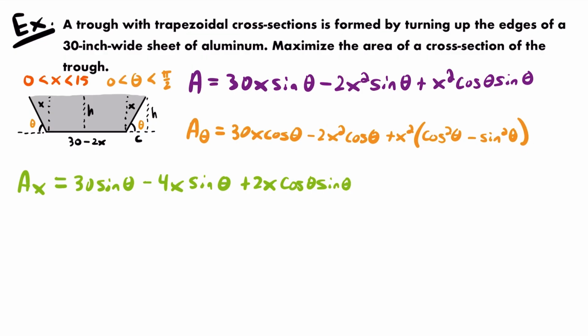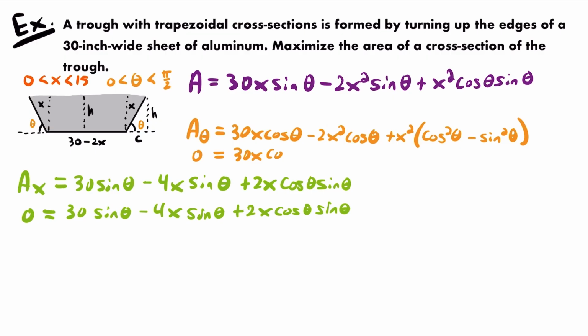But now that we've talked about it, let's go ahead and set these partial derivatives equal to 0. So we'll have 0 is equal to 30 sine theta minus 4x sine theta plus 2x cosine theta sine theta. And then for theta, we'll have 0 is equal to 30x cosine theta minus 2x squared cosine theta plus x squared times cosine squared theta minus sine squared theta. Now we'll come back to this equation.